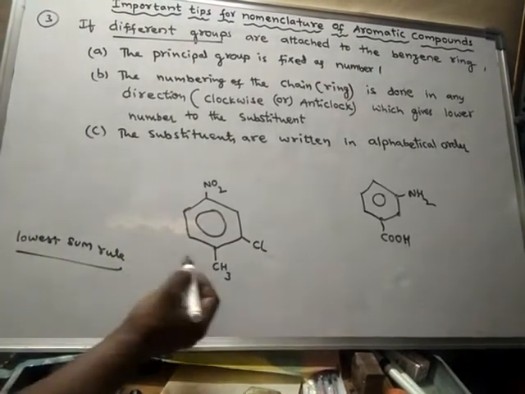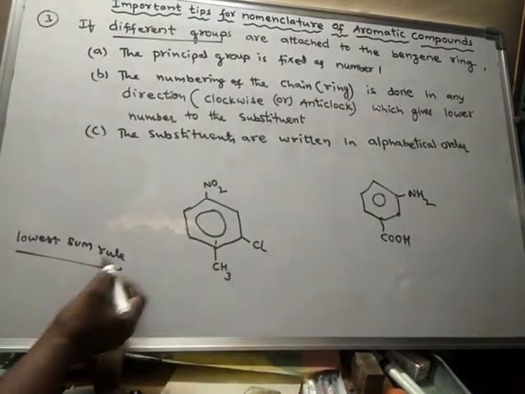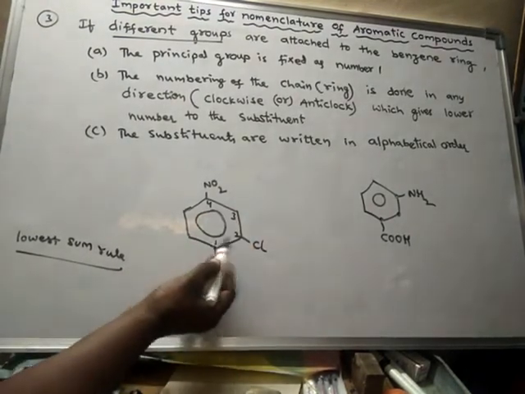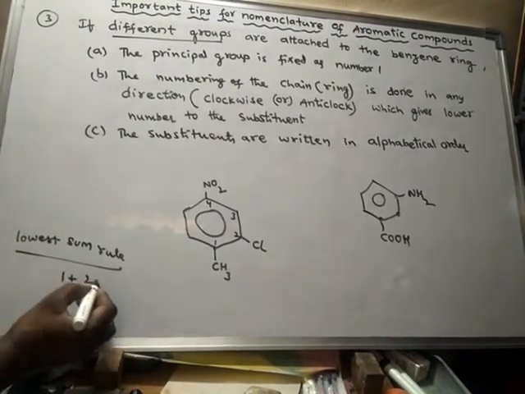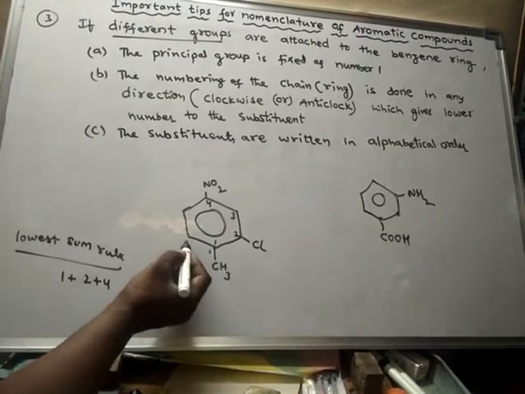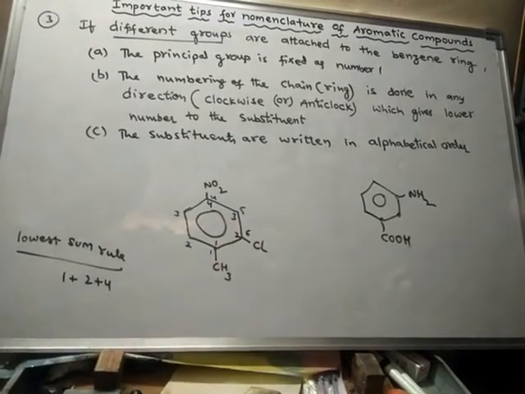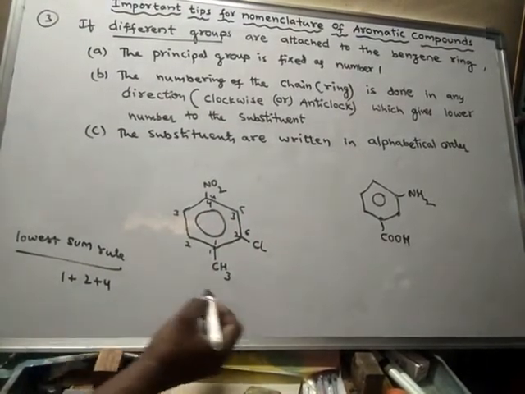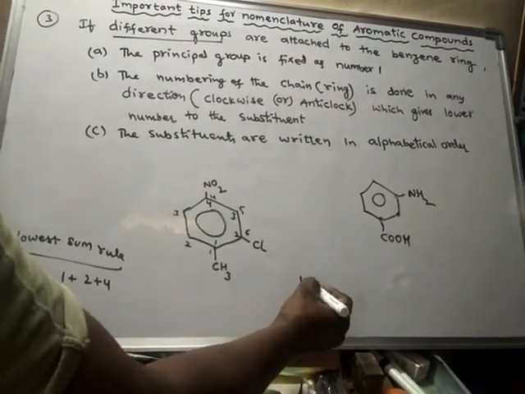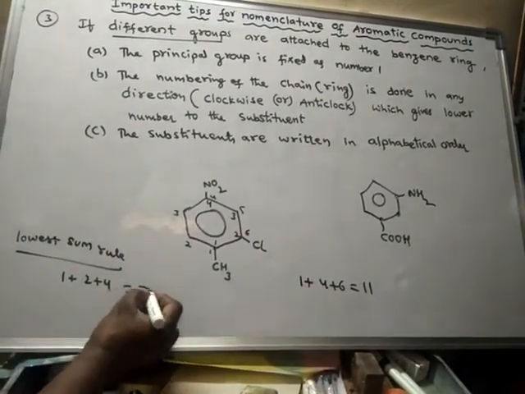If you give numbering starting from here, 1, 2, 3, 4, the locants are present on the first carbon, second carbon, and fourth carbon. Suppose you give numbering in this direction, 1, 2, 3, 4, 5, 6, in the clockwise direction, then the locants are present on the first carbon, fourth carbon, and sixth carbon. What is the sum of the locants? 11. And for the other direction, the sum is 7.